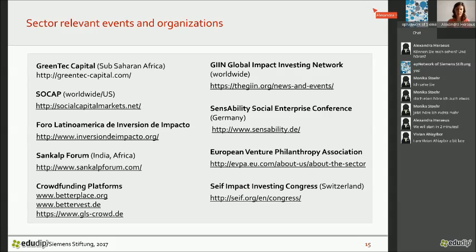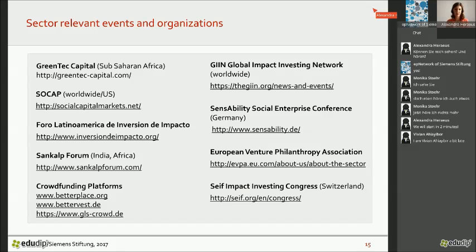The Foro Latino America is the largest impact investing gathering, for example, in Latin America. Can be useful, can also be quite a waste of time for you if you don't meet the right person. But at the end, I think it's always a cost-benefit analysis for you to say, how important is it for me to meet other people right now? In the beginning, it's most often the time where you should meet many people, and then you can focus it down during the course of the process.